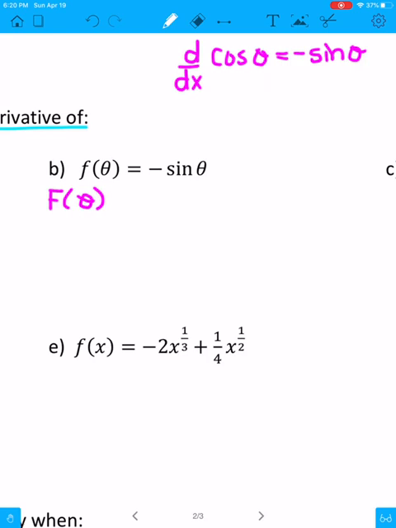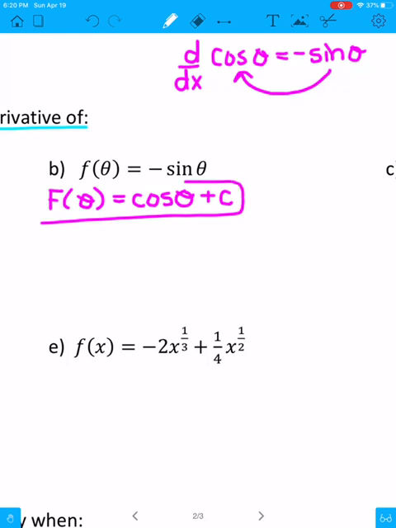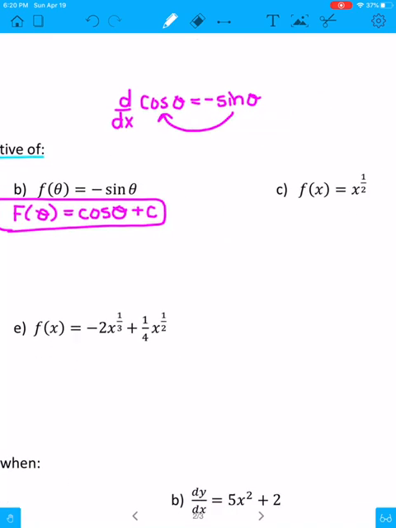So if the derivative of cos theta is negative sine theta, then I know if I'm given the derivative of negative sine theta, the antiderivative, what was it before? It was cos theta. So I'm going to go cos theta, and I'm going to add a plus c at the back, that constant, and I can't forget to add that. Every single time you do an antiderivative, there should be a plus c at the back. And to be honest, that's the thing that everyone forgets, to put that plus c. But we don't know what the constant was because there's no remnants of it showing us.